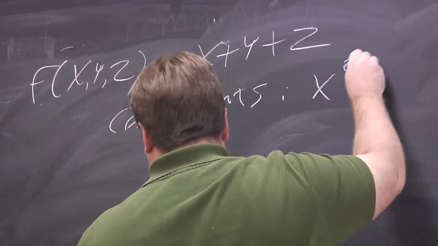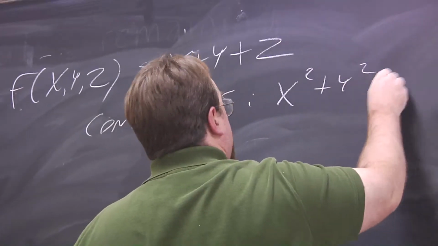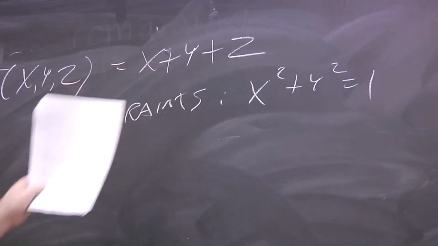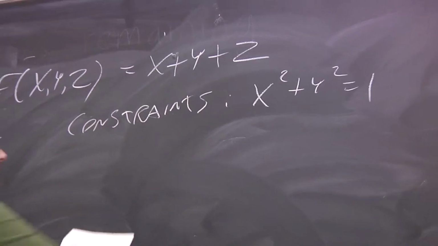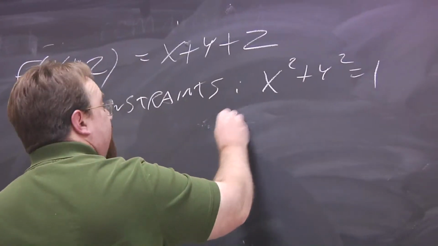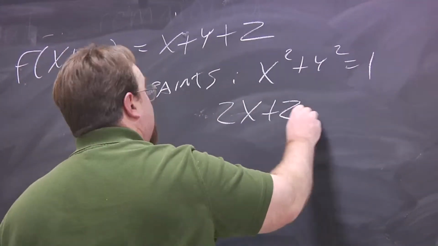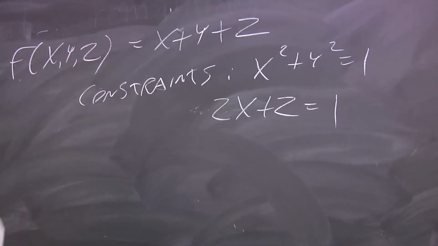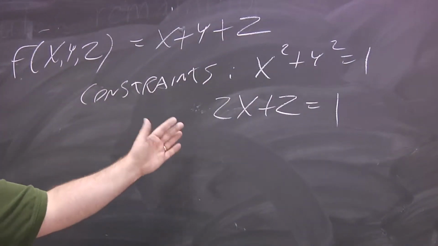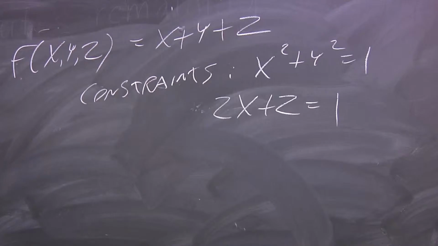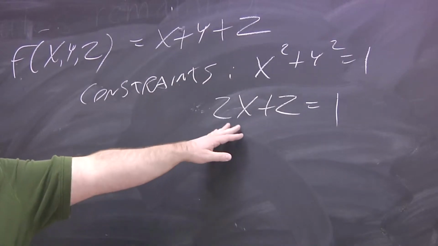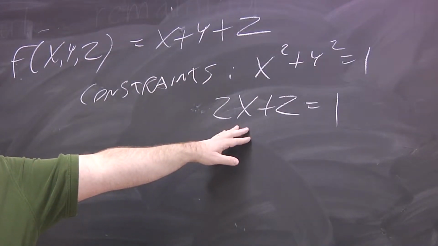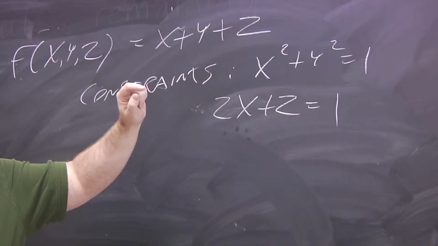We have x squared plus y squared is equal to 1. We're in free space, so this is now a cylinder. And then we have a second constraint, 2x plus z is equal to 1. So what kind of object is that going to be? What kind of object does this kind of equation describe in free space?